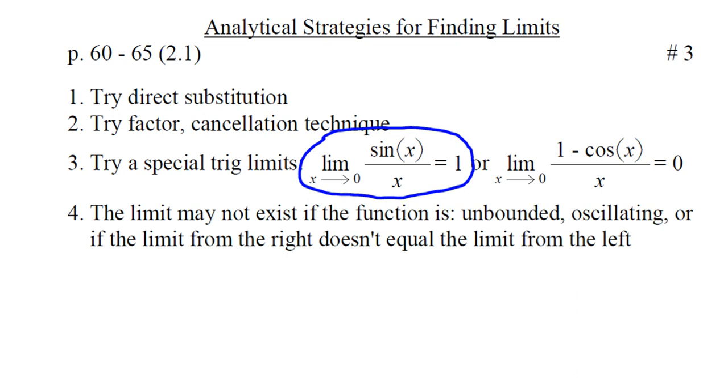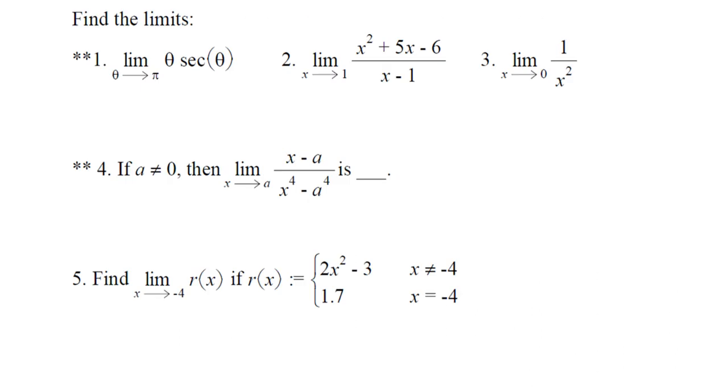And then we have, as with all these note cards, some examples with them. There are 9 little problems I'm going to work out demonstrating the techniques here. Well, the first one is try direct substitution. The limit as theta approaches pi of theta secant theta. What we're going to do is try direct substitution.